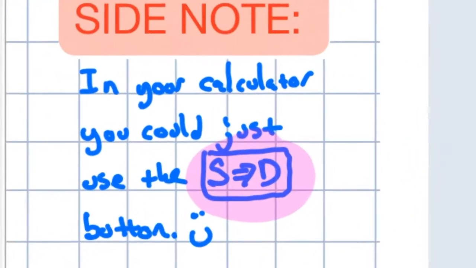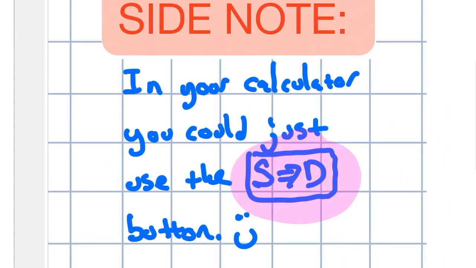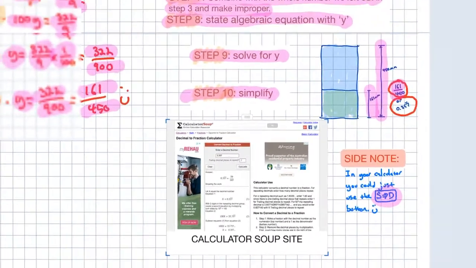And then one other trick I want to show you in your calculator. You could just use the S to D button, right? So if you know how to put a repeater decimal in your calculator, you can put it in, push this button, and it will give you the appropriate fraction for that. Yep. All right, cool.